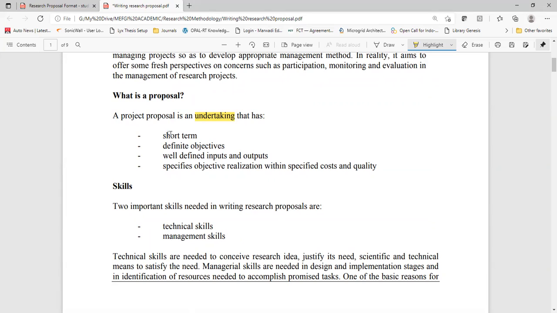Second, it has definite objectives. This should be very, very clear. What is the objective of your work? What exactly do you want to prove or do?